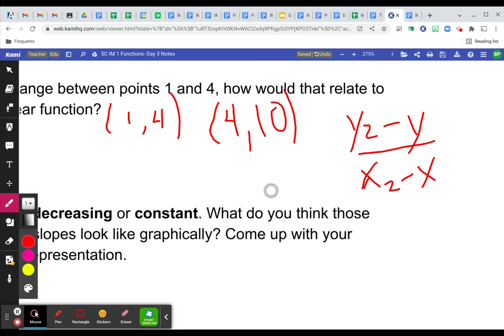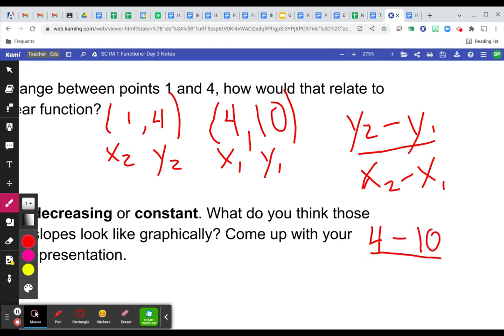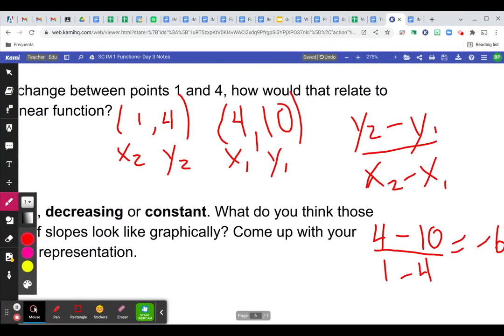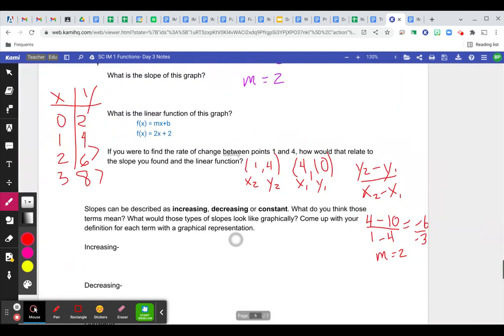So let's see here. If we do y2 minus y1 over x2 minus x1, we're going to get crazy here, and we're going to do this backwards and call this x2, y2. And you probably called that x1, y1, but it doesn't matter as long as they correspond. Let's go y2, 4 minus y1, 10. I'm just going to end up with a couple negatives here, but that's okay. x2, 1 minus x1, 4. That's going to give us negative 6 over negative 3, which gives us a slope of 2. It still checks out. It's going to be the same.